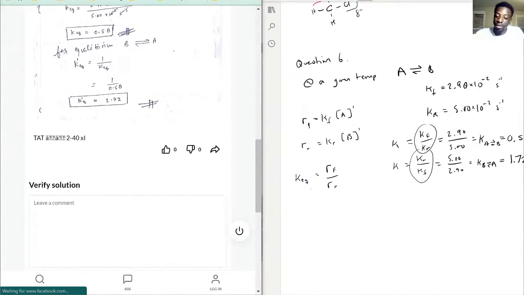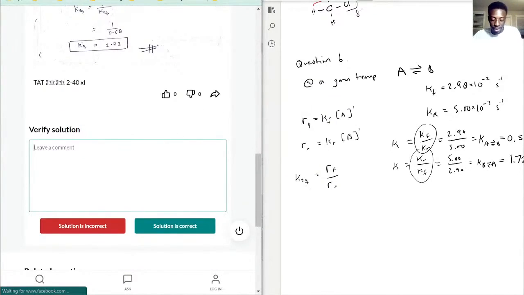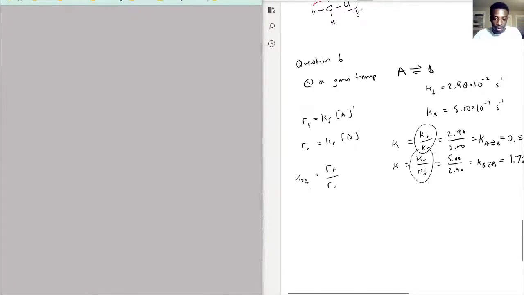If you have any more questions, we always have more tutors, and we always want to help. So this is correct. Okay, and now question 7.